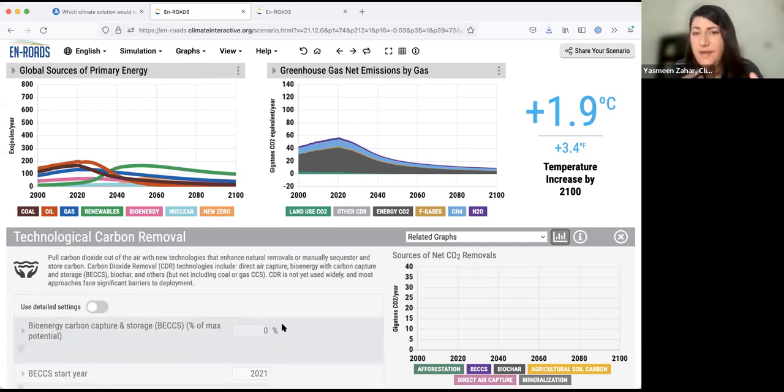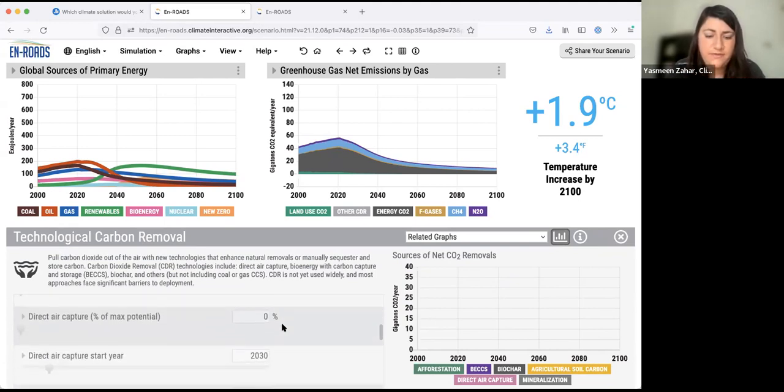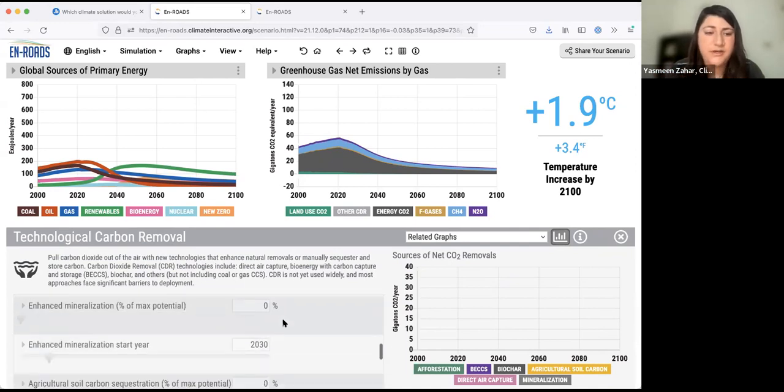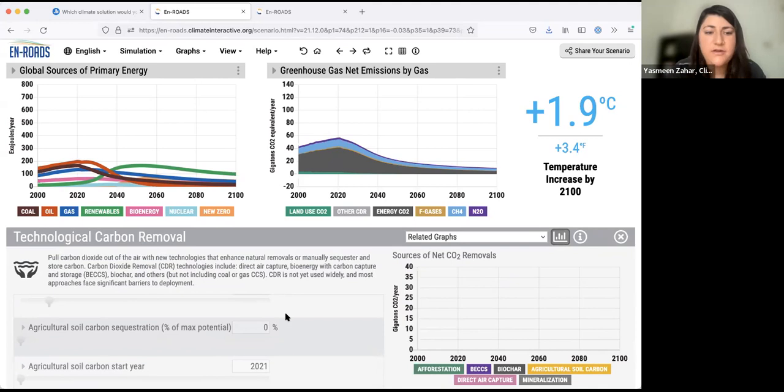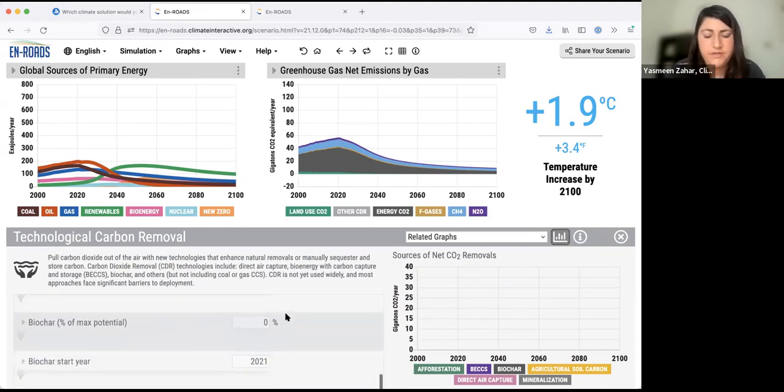One, we have BECCS, which is bioenergy carbon capture and storage. Another one that we include is direct air capture. A third is enhanced mineralization, agricultural soil carbon sequestration, and biochar. So these are different methods to remove carbon from the atmosphere. A lot of them involve storing carbon underground in one way or another.